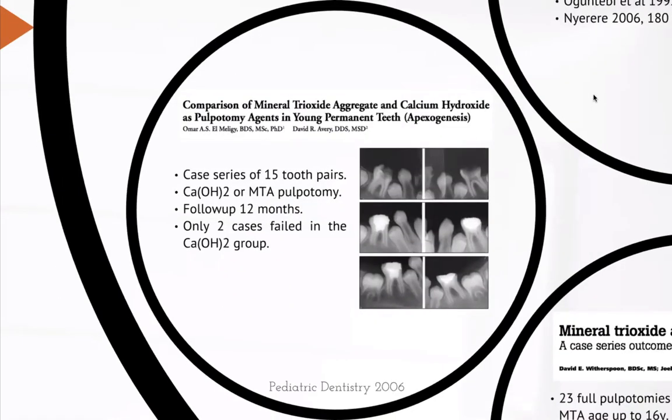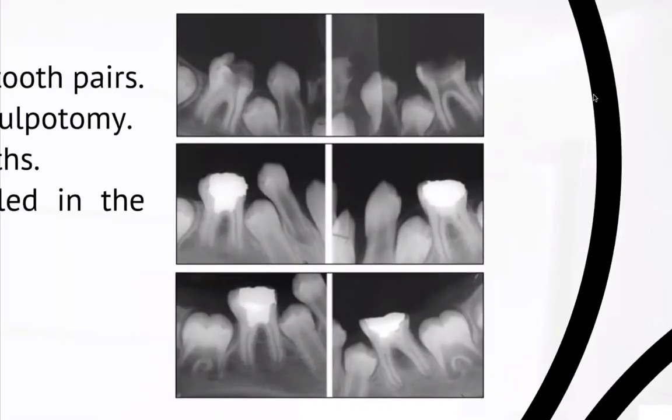So this is by Al-Milegi, and they did 15 cases, calcium hydroxide or MTA, and then only 2 cases failed in the calcium hydroxide group. And what they did is a nice thick MTA. This is the key.